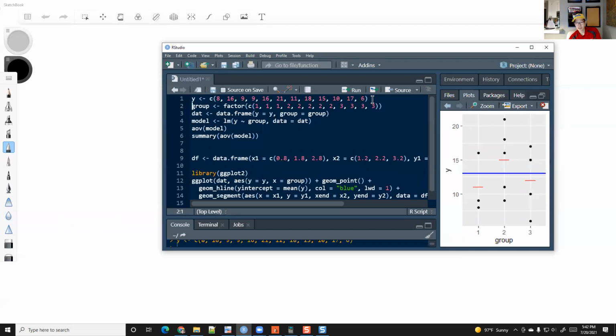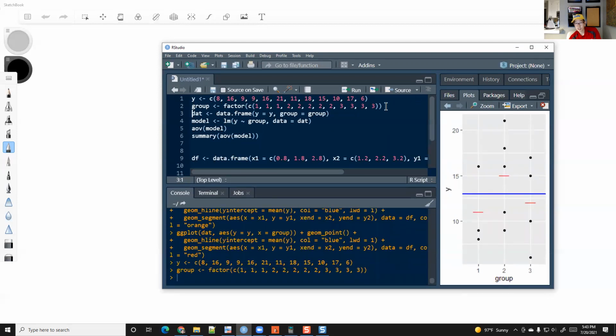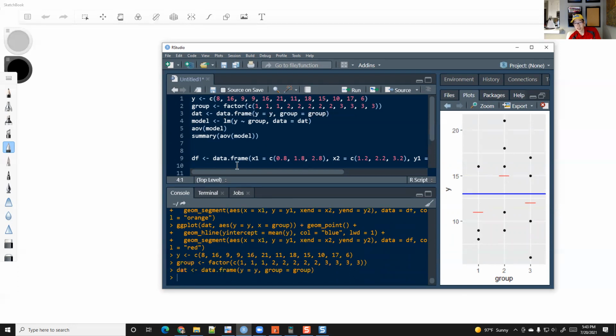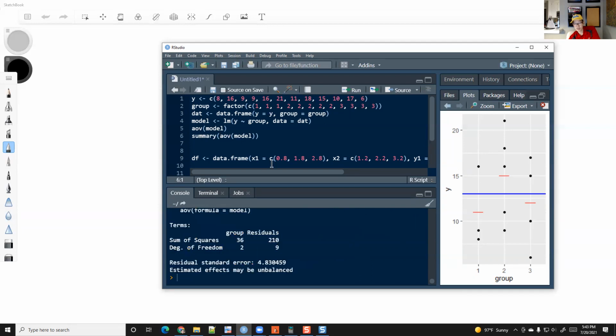So I enter y into my data, I enter the group information, and I put them together in a data frame with columns y and group. We'll call that my data dat. And then I create a linear model. Don't worry, you're not going to be tested on this, but I just want to show you that this can be done quickly in R, right? So y tilde group explains the y variable using the group variable. The data is found in the data frame dat. And then we can ask for the analysis of variance, aov, of the model.